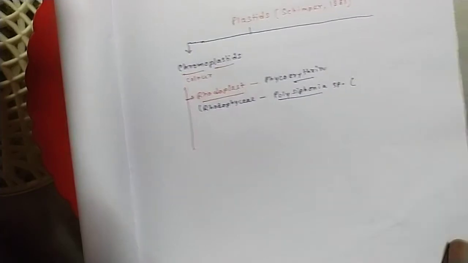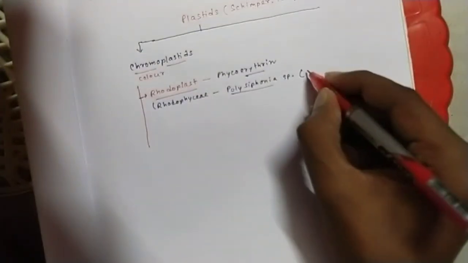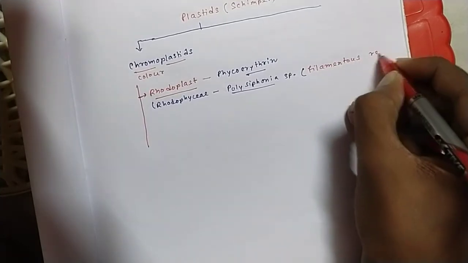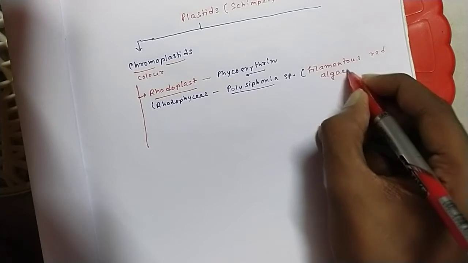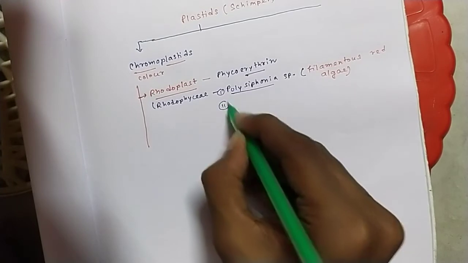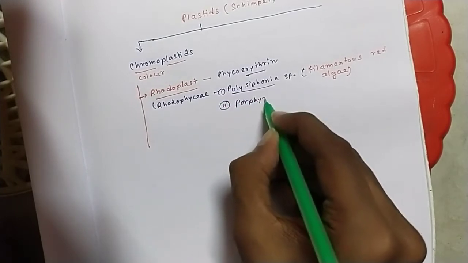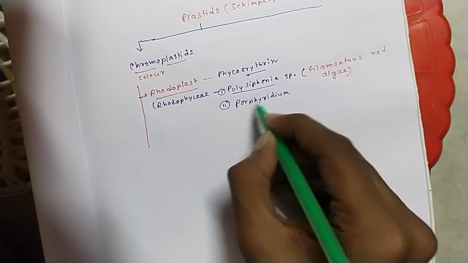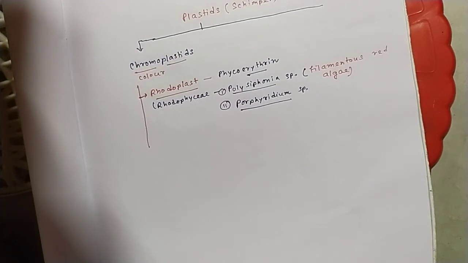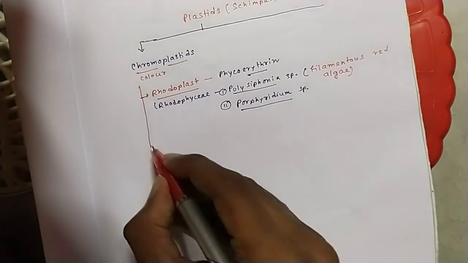So it is basically a filamentous red algae, and there are many more examples, for example Porphyridium. If you want to know more about these species, just search the internet and you will get plenty of information about them.